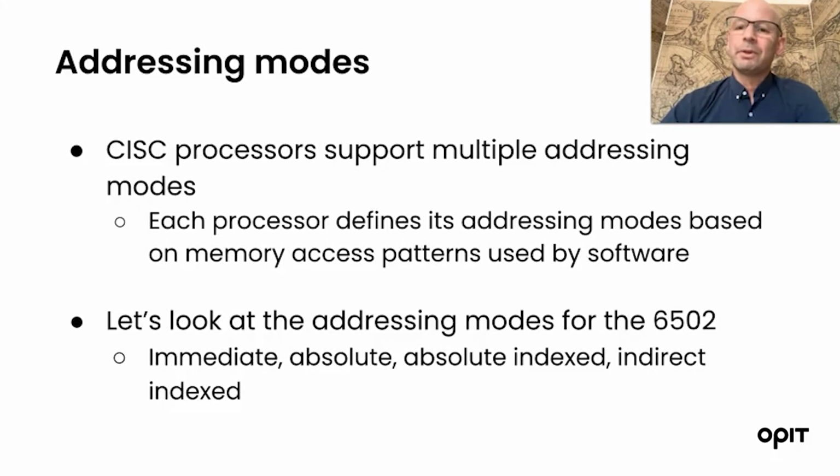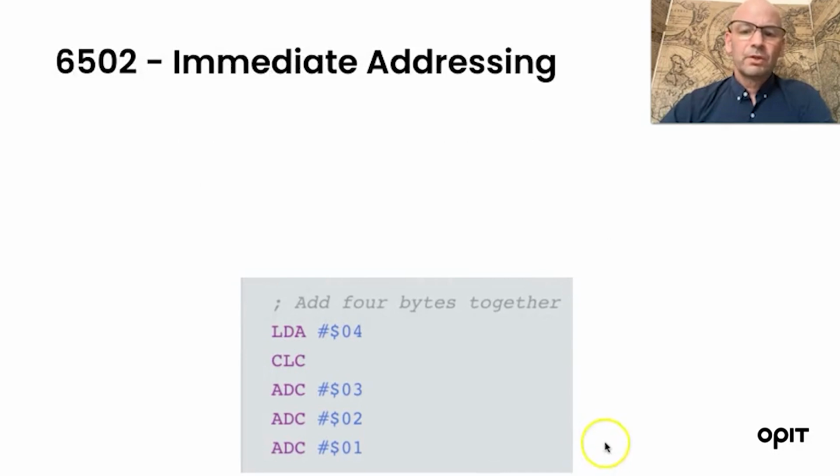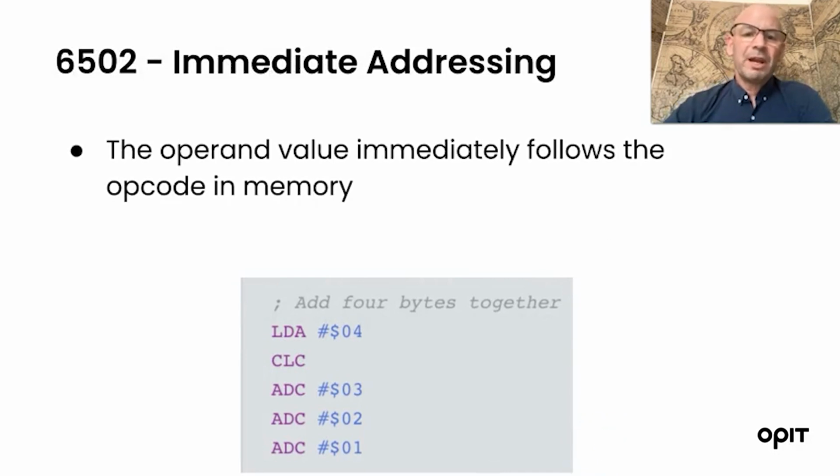So let's look at an example of what that might look like for each of these. With immediate addressing, the operand value immediately follows the opcode in memory. This allows us to enter the byte value directly into our code. So these are actual absolute values here. The bytes in this example are the values 1 through 4. We'll be adding the bytes together in reverse order, from 4 down to 1, in anticipation of using a looping construct a little bit later in this section.